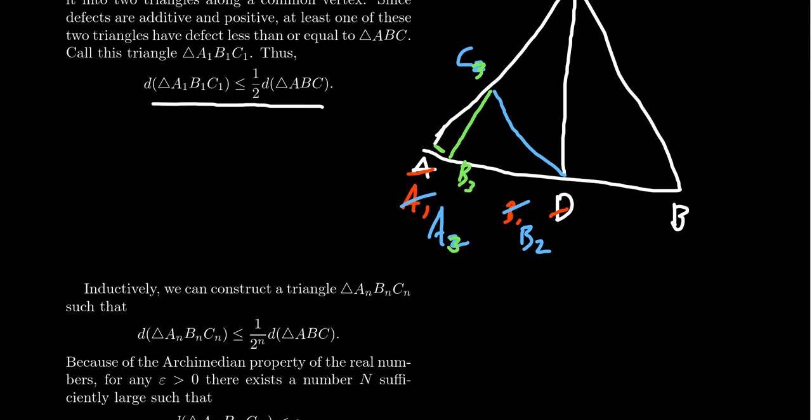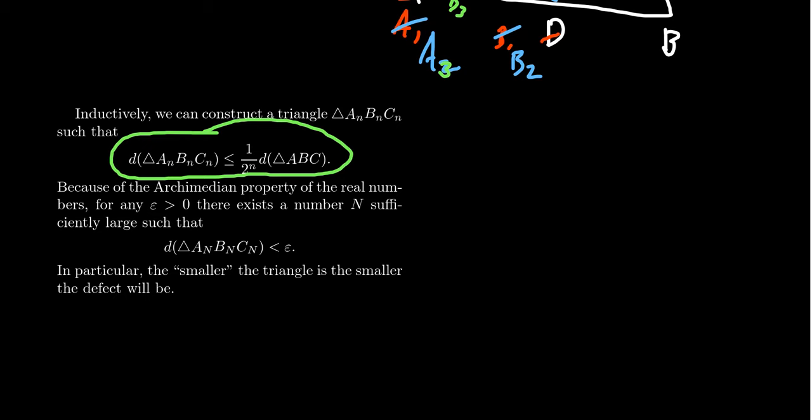And so we can keep on going, dissecting this triangle smaller and smaller, getting smaller and smaller defect. By induction, we do get that there will exist a triangle AnBnCn whose defect is less than or equal to 1 over 2 to the n times the defect of the original triangle. And if we now apply the Archimedean principle, given any epsilon greater than 0, eventually there will exist a triangle whose defect is arbitrarily small. And so we can get defects as close to 0 as we want, because epsilon can be chosen smaller and smaller.